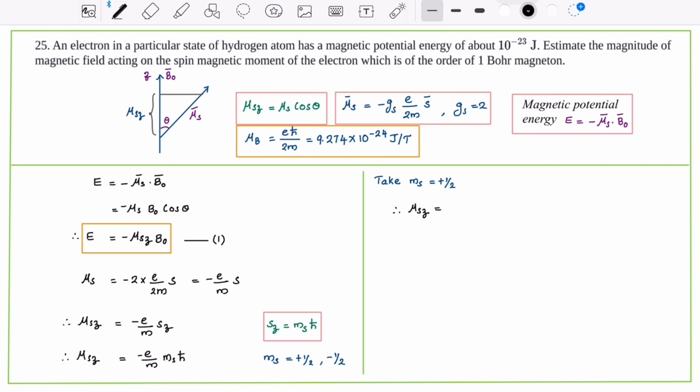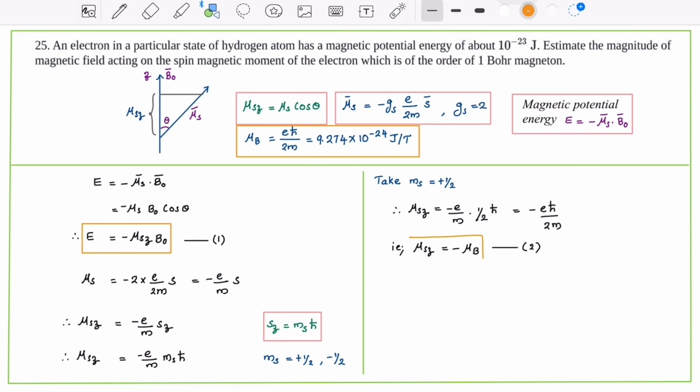Now, mu sz becomes minus eh cross divided by 2m. If you take ms equal to plus half, mu sz becomes minus eh cross by 2m. Now, eh cross by 2m is nothing but the Bohr magneton. Therefore, we can say mu sz is equal to minus mu b. Let it be our equation number 2. Now, substitute 2 in 1.